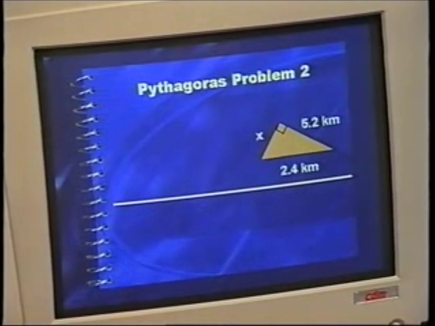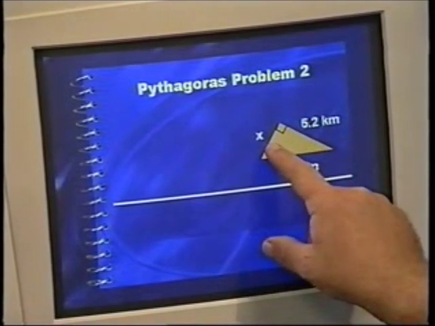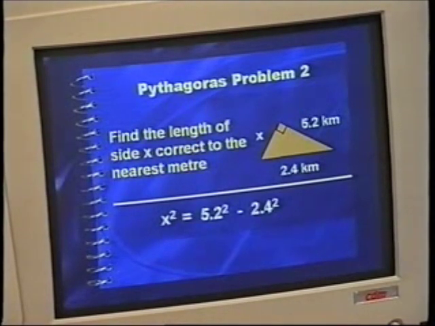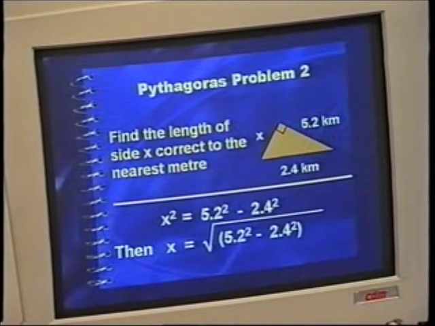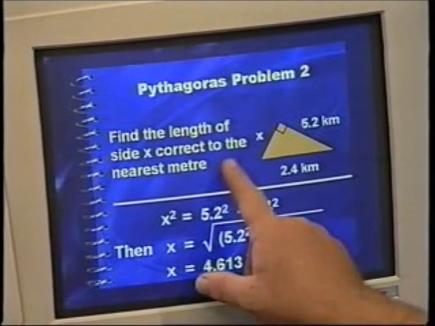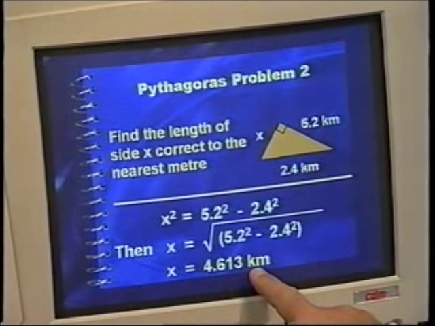Slightly more difficult problem here. Here the hypotenuse is known as 5.2, and we have to find that particular side, so we have to do a subtraction. When you do the subtraction, 5.2 squared subtract 2.4 squared, put it in the calculator, make sure you use the brackets, and round it to the nearest meter in this particular case. That means 3 decimal places, because the units are kilometers. So this is really quite a difficult problem, as you can see. If the hypotenuse is given, indeed you have to do the subtraction.